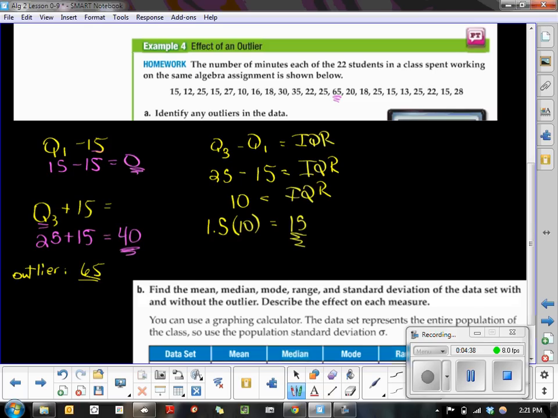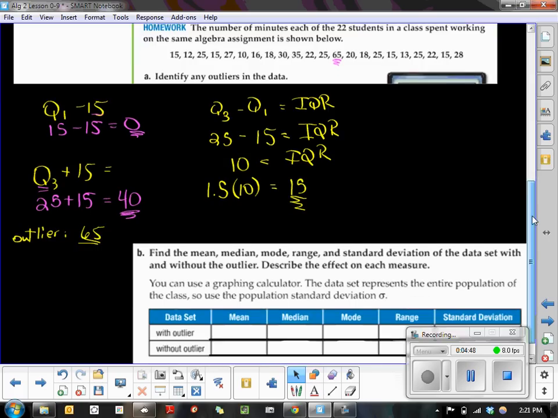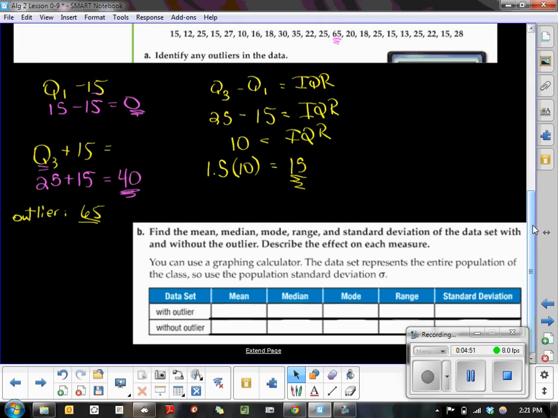So that's how you figure out whether you have any outliers in your data set. You could have some above and some below, but this data set only has one outlier of 65. So we've identified the outlier. Now what it wants us to do is use your graphing calculator and put in our values with the outlier and without the outlier. So we want to see how much of a difference 65 makes to our mean and our median and our mode and our range and standard deviation.